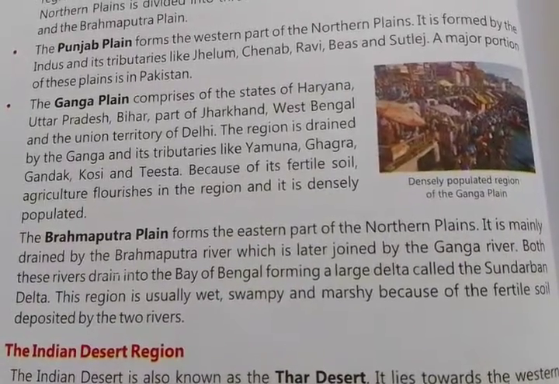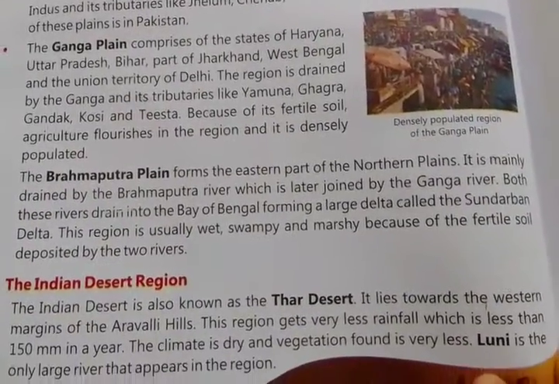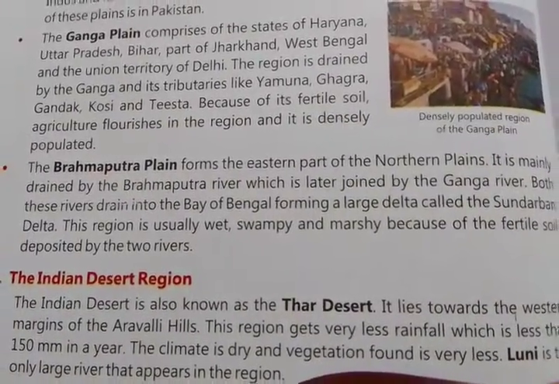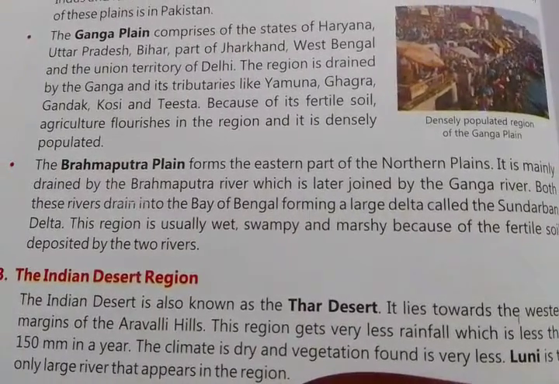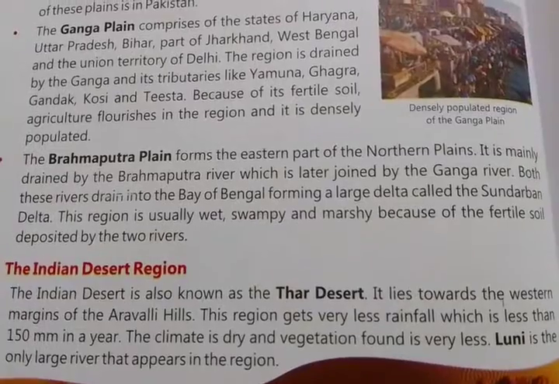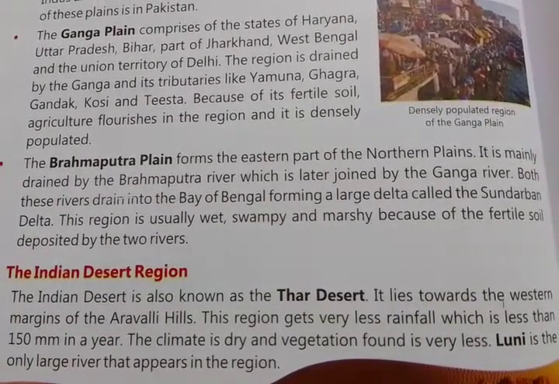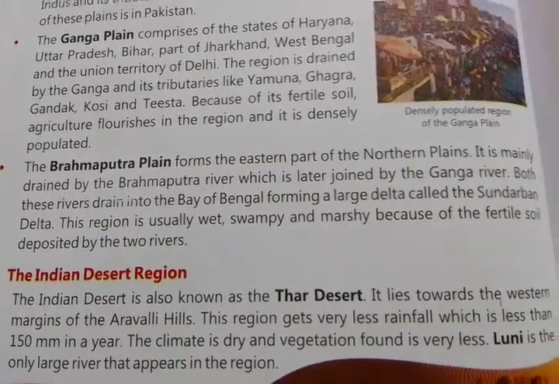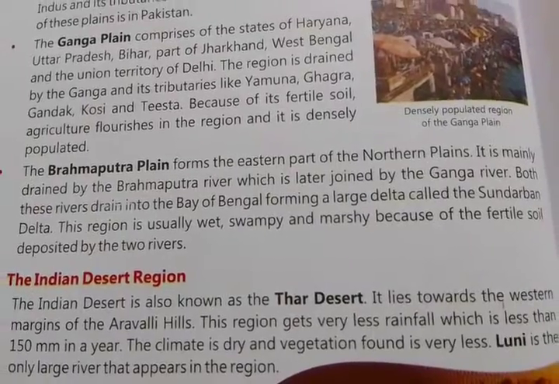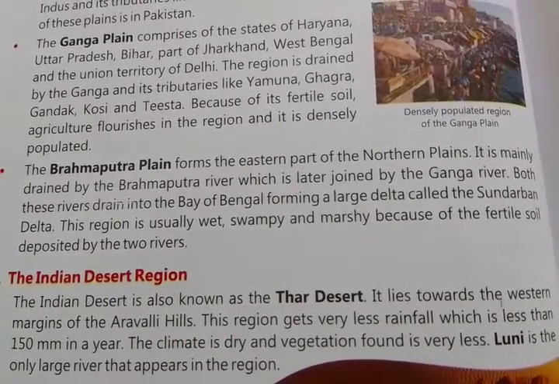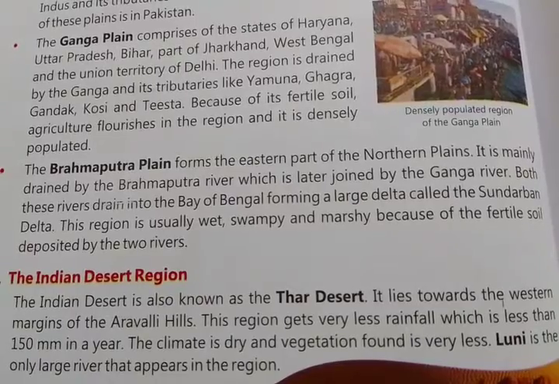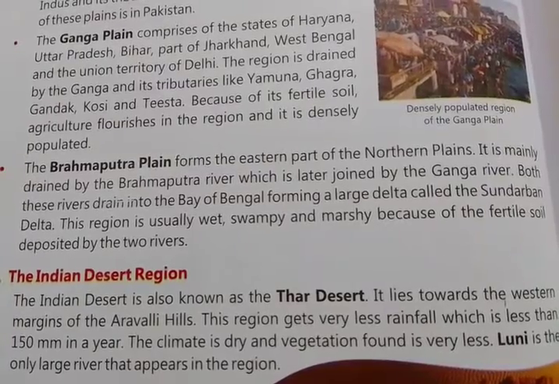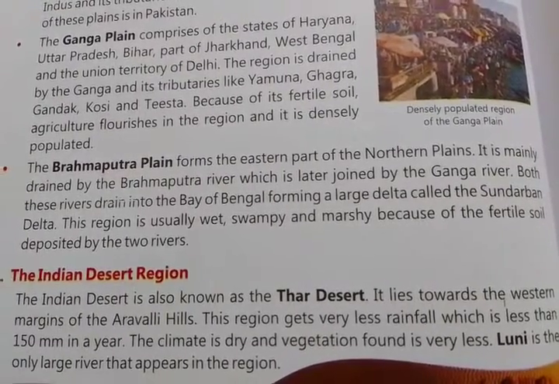Punjab plain, a major portion of Punjab plain lies in Pakistan. And next is the Ganga plain. The Ganga plain comprises the states of Haryana, Uttar Pradesh, Bihar, part of Jharkhand, West Bengal and the Union Territory of Delhi. The region is drained by the Ganga and its tributaries. What are the tributaries? Main tributaries of Ganga are Yamuna, Ghaghra, Gandak, Koshi and Tista.